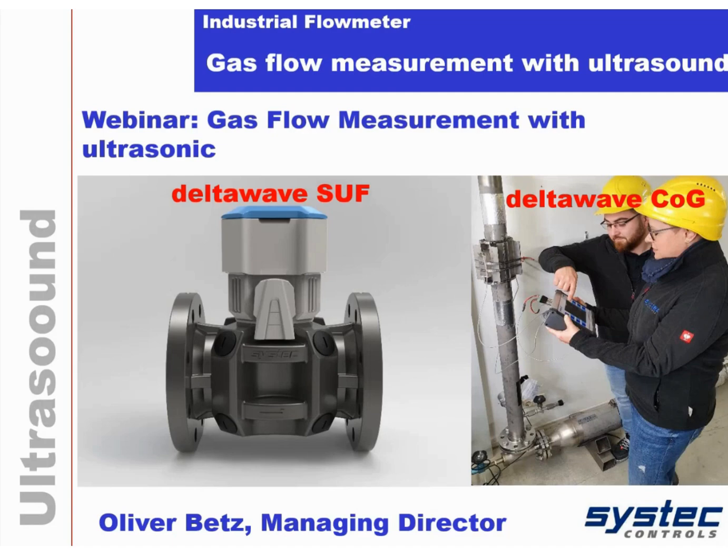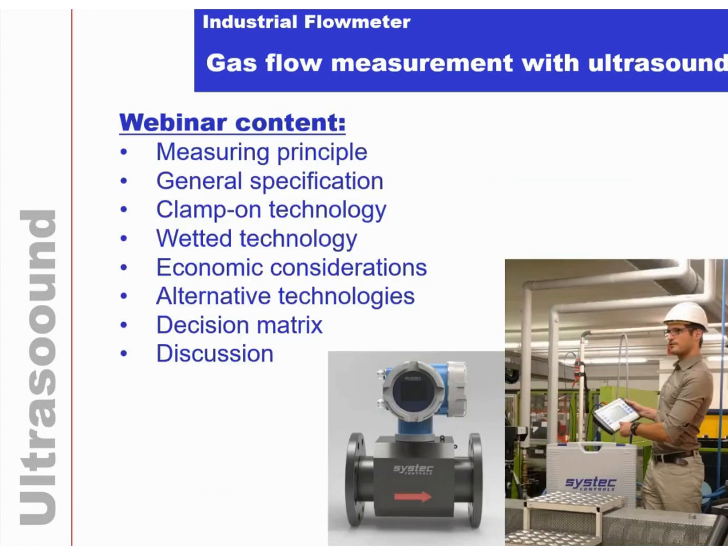So today we will talk about the measuring principle. A lot of you already know this principle anyway, so I will keep this very brief, and then we will talk about the general specification of gas measurements via ultrasonic. Then we go into some more details on the clamp-on technology, advantages and disadvantages. The same for the wetted technology. And after that, we will see typical pricing of wetted and clamp-on technology for gases.